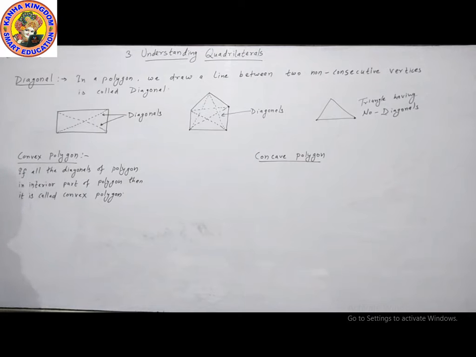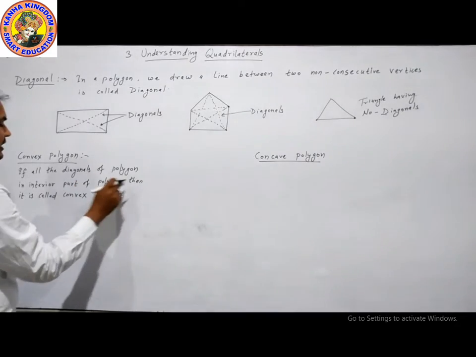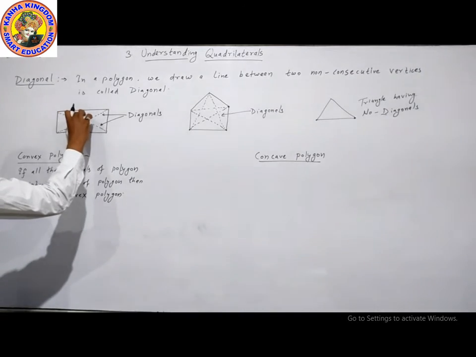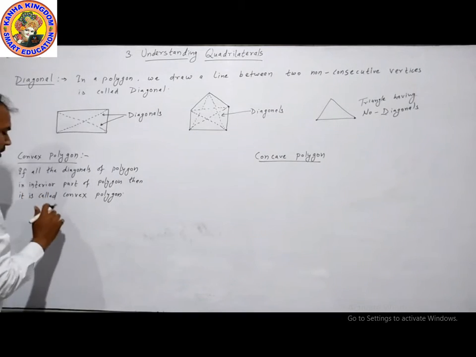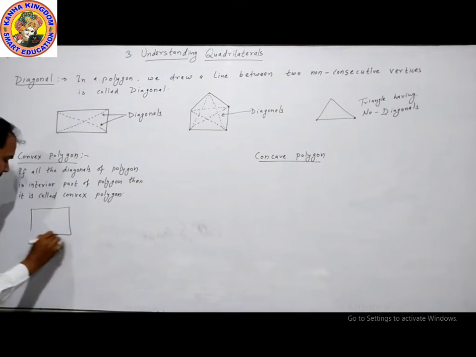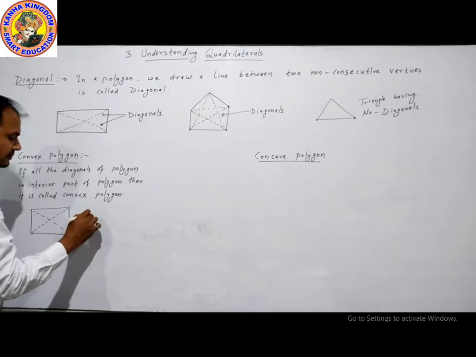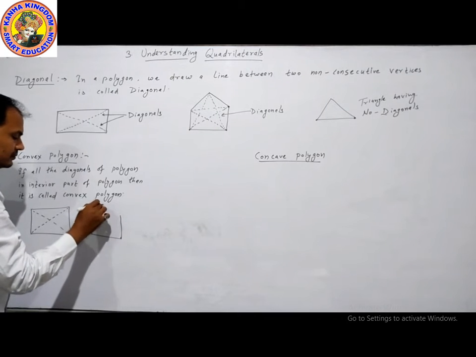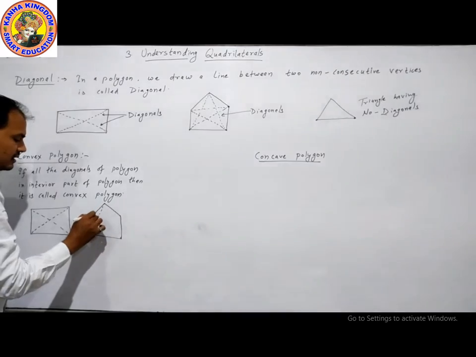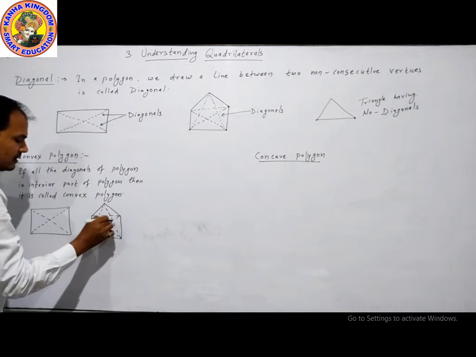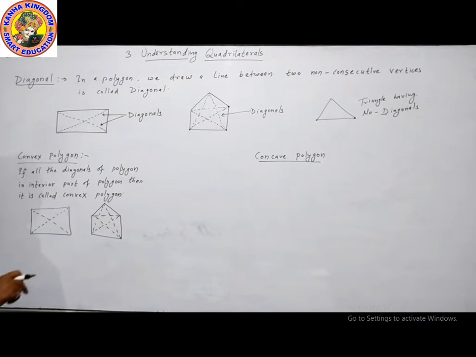If diagonals of polygon are placed in the interior part of polygon, then called convex. These are the two diagonals which are placed in the interior part of polygon. This is our diagram. All the diagonals are placed in interior part of polygon. These are our convex.